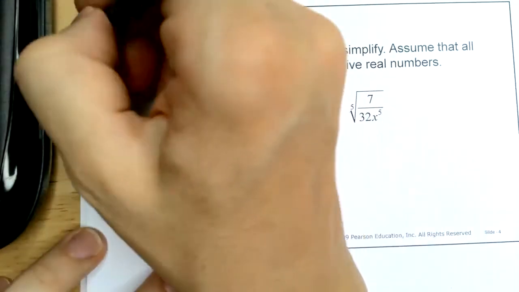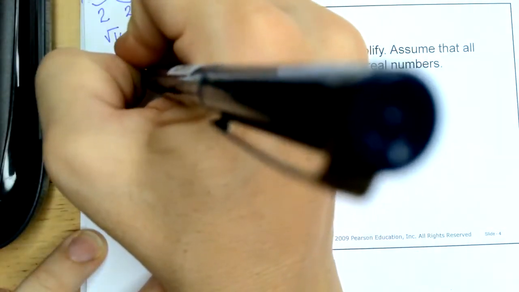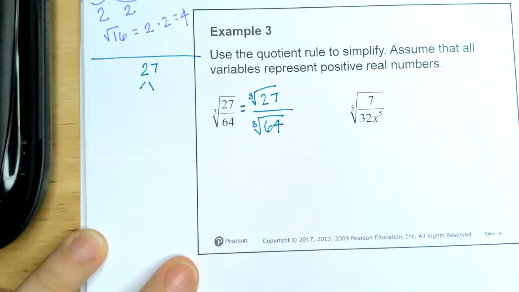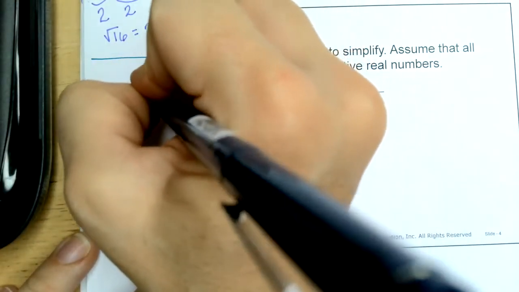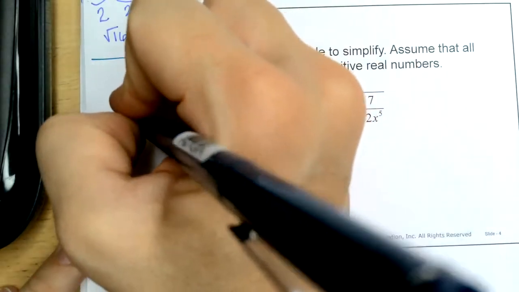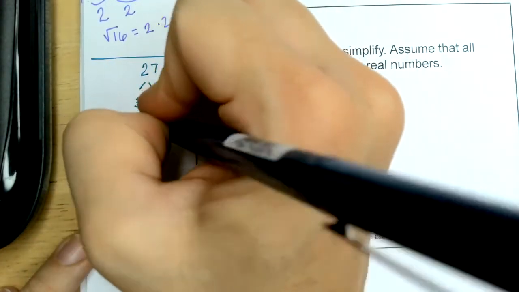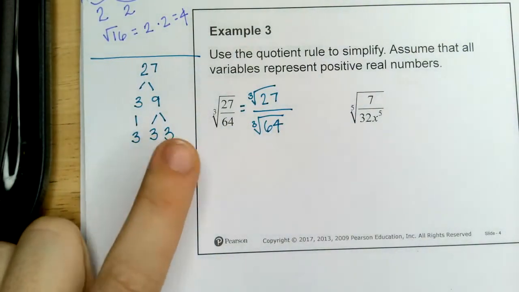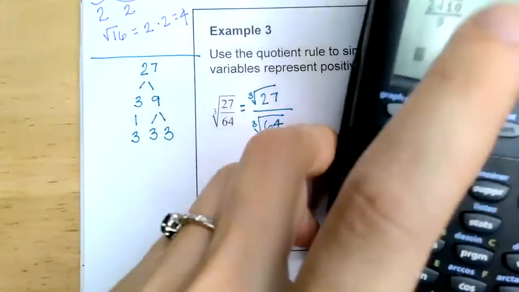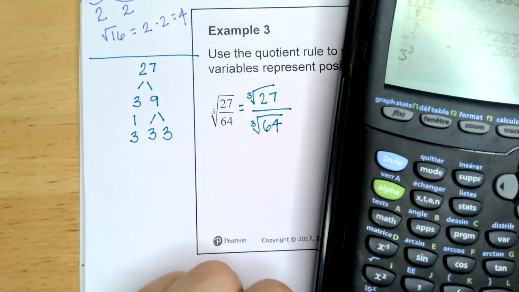So let's look at 27. I can divide 27 by 3, right? If I divide 27 by 3, I get 9. 3 is a prime number, and then 9 can be divided into 2 more 3s. So 3 times 3 times 3 is 27. 3 to the third power is 27.